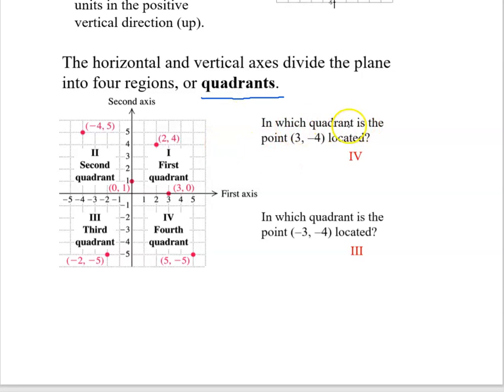So in which quadrant is the point 3, -4 located? Well, we would go to 3, and then we would go down to -4. So it's going to sit right around in here. That's how they came up with the fourth quadrant. In which quadrant is -3, -4? So we're going to go to -3, and then we're going to go down to -4. And that's in the third quadrant.